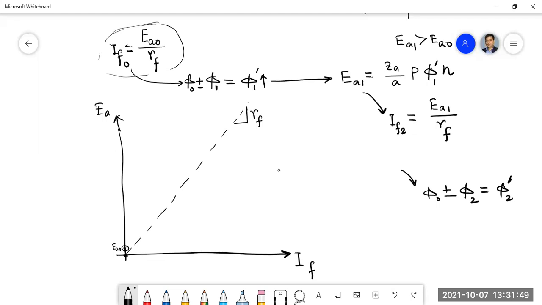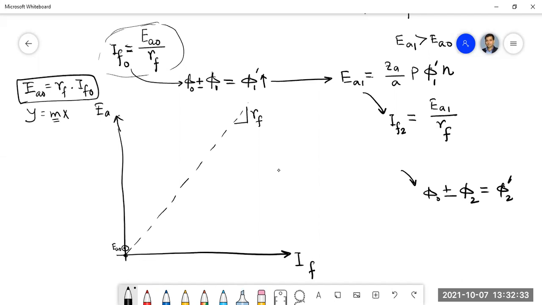Because you know that it is basically your Ohm's law, isn't it? EA0 equals RF into IF0. What type of line will it be? It will be a straight line passing through the origin. And what is the gradient of this line? RF only. Okay, RF.